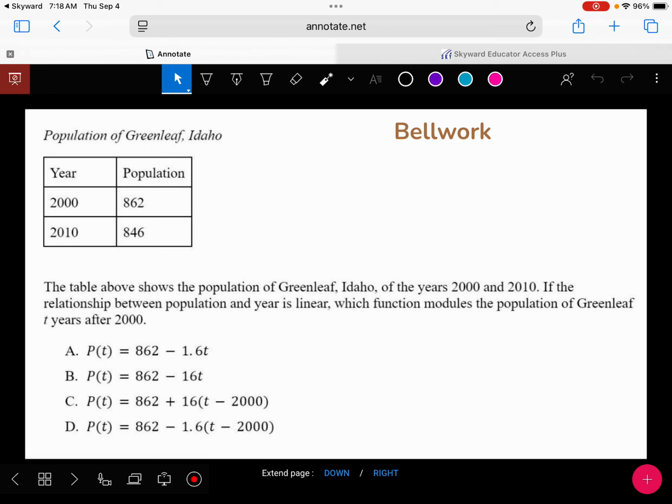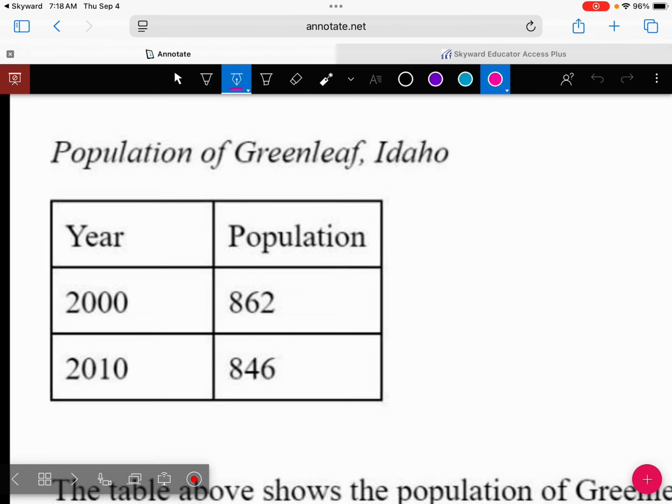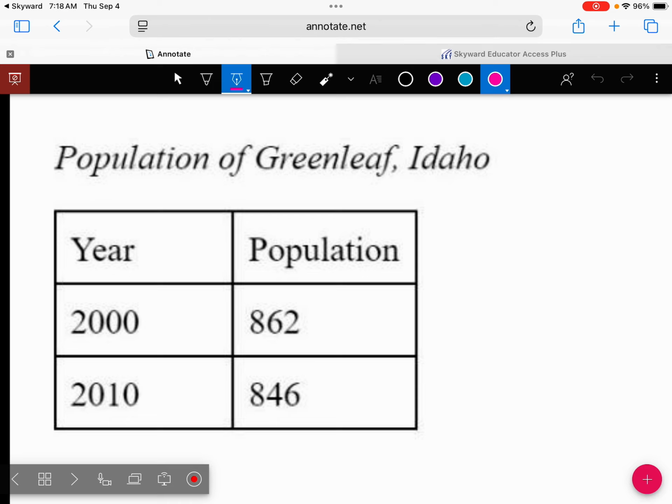All right, so we have some information up here. We've got some year, we've got some population, that kind of jazz. Which one of those is going to be my x if we're looking at year and population? Which one of these is x? Which one of these is y?